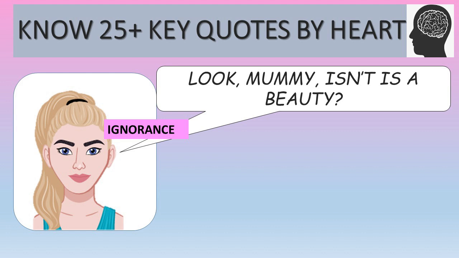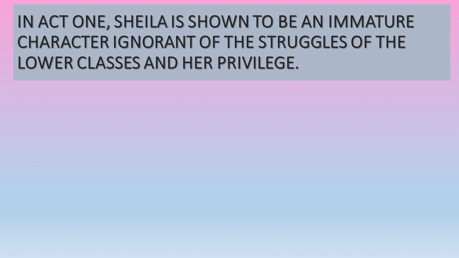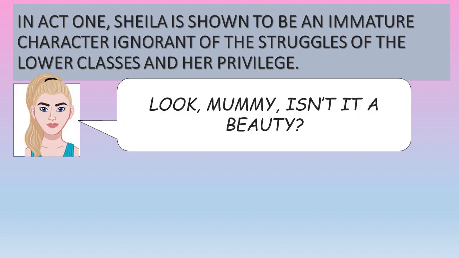So in our essay, we need to write PEA paragraphs. Here is a point. In Act 1, Sheila is shown to be an immature character, ignorant of the struggles of the lower classes and her privilege. Here's that quote. Sheila says, "Look, mummy, isn't it a beauty?" And I might explain the context when she's talking about her engagement ring to Gerald in Act 1.